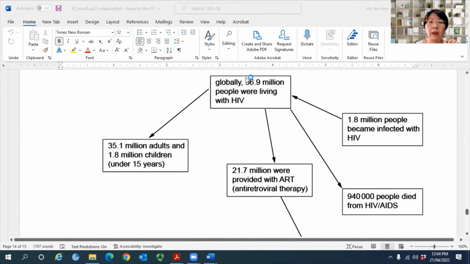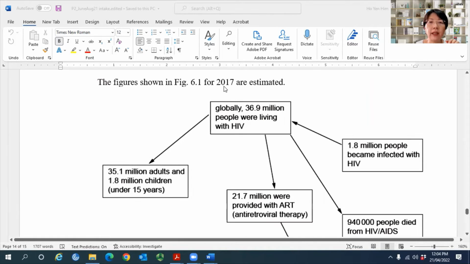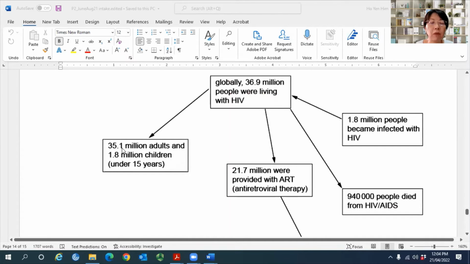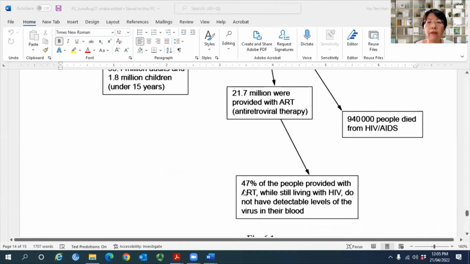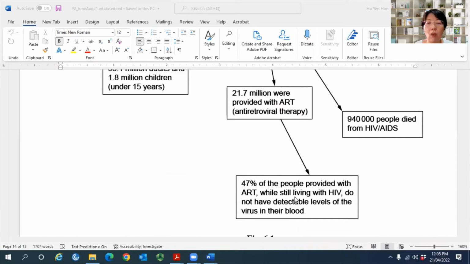figure, they tell you that globally in 2017, there are 36.9 million people that are living with HIV. And out of that, 35.1 million are adults and 1.8 million are children. And then 21.8 million were provided with ART, which is antiretroviral therapy. And 47% of these, while still living with HIV, do not have detectable levels of virus in their blood. So that means viral load in the body is very low because of this treatment. So the person will live normally, okay?